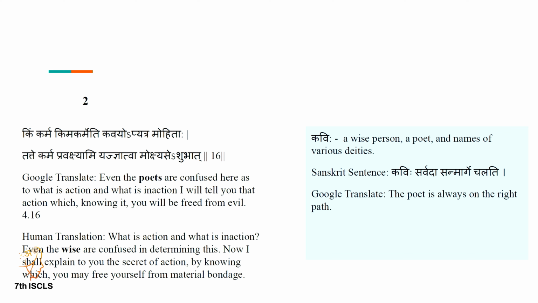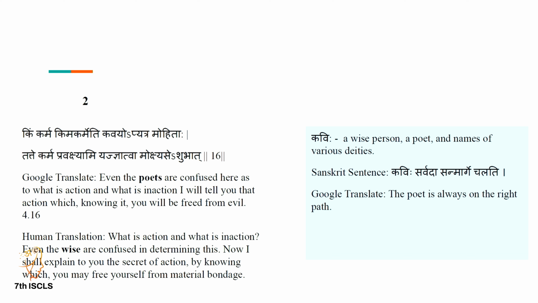In the other verse, kim karma kim akarmeti kavayopyatra mohitaha tatte karma pravakshami yajñatva mokshase shubhat. Here the word kavi is polysemous, and it was translated as, even the poets are confused here as to what is action and what is inaction. Kavi has multiple meanings, such as a wise person, a poet, and names of various deities. But the sense that we wanted in this context was a wise person.